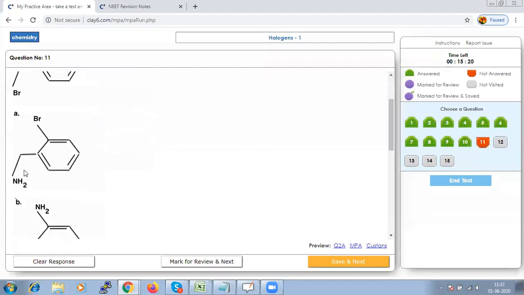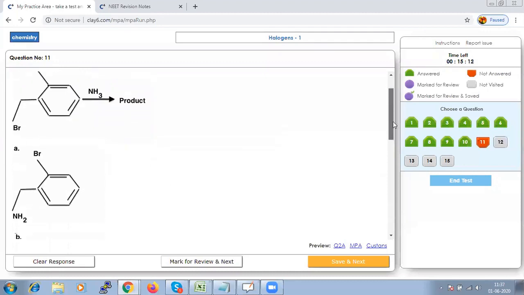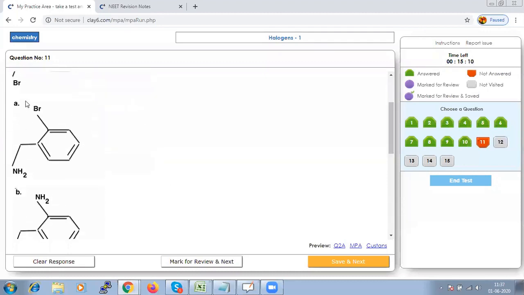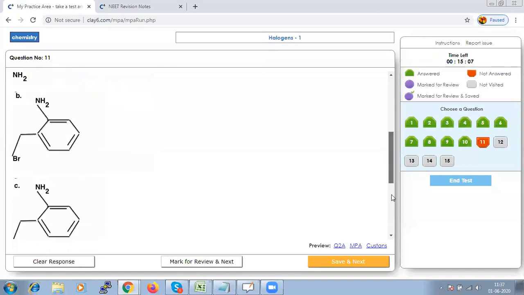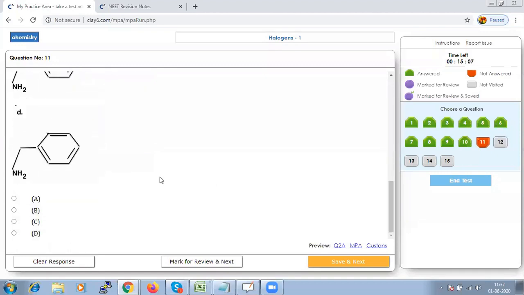Wherever it is a good leaving group, it will get removed and the other reactant will get attached. So ammonia should come in the place of your A. Hence answer A should be the right one. Let us say that.